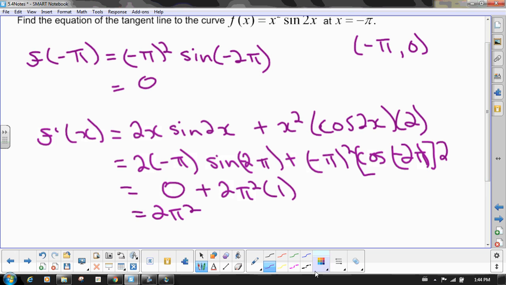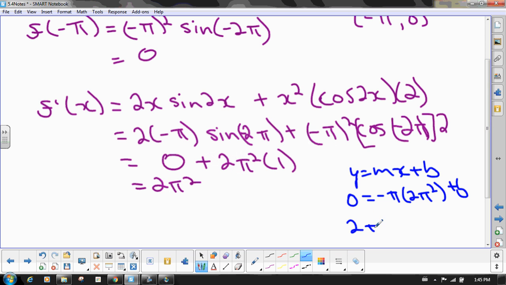So now when I write my equation in the y equals mx plus b format, I have 0 equals negative pi times 2 pi squared plus b. So 2 pi cubed equals b. So my final answer is y equals 2 pi squared x plus 2 pi cubed.